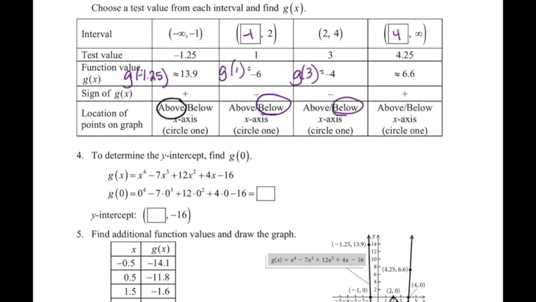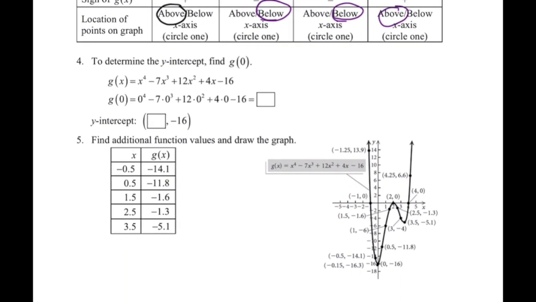So at this point between 2 and 2, I must just come up and touch the x-axis, because I'm staying below that line. And finally, g of 4 1/4 is also a positive, so now I'm going back above the line. Let's find our y-intercept. When I substitute 0 in for my x value, so 0, 0, 0, 0, -16. So (0, -16) is my y-intercept.